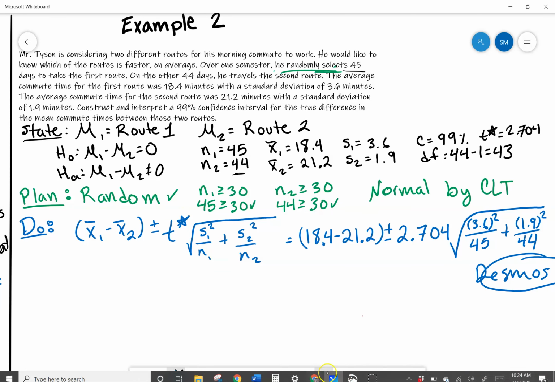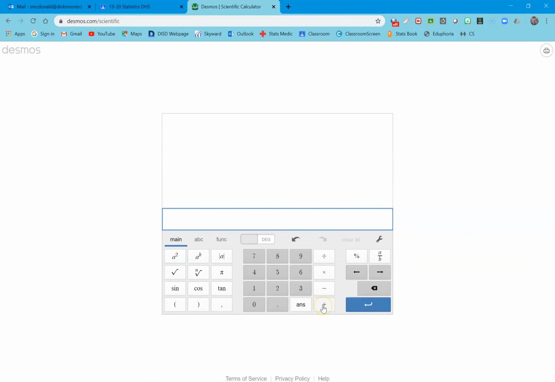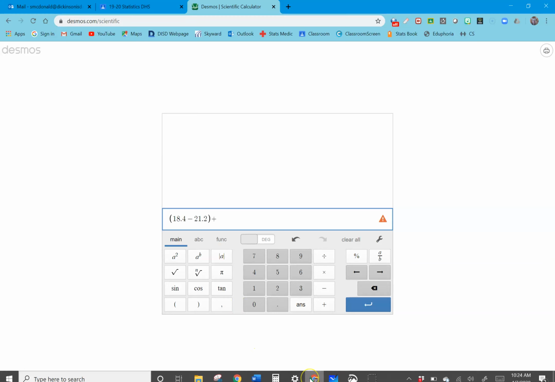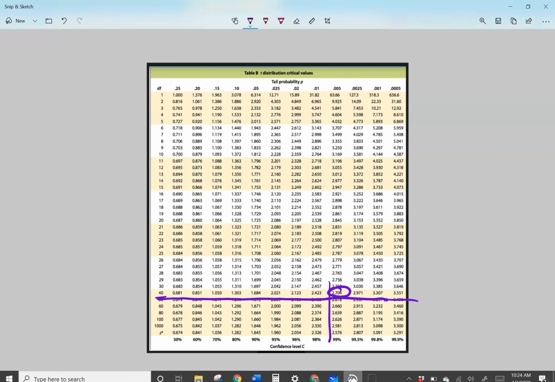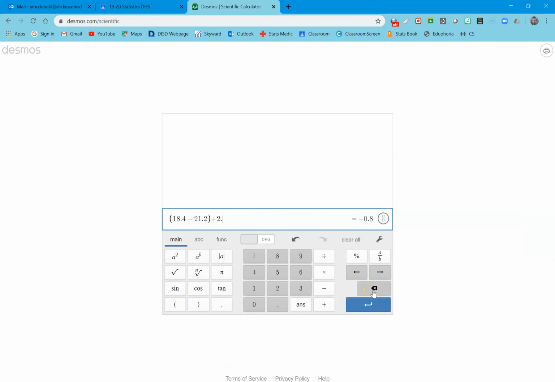So we're going to click over to desmos.com and type it in. So 18.4 minus 21.2 plus 2.704 times the square root.